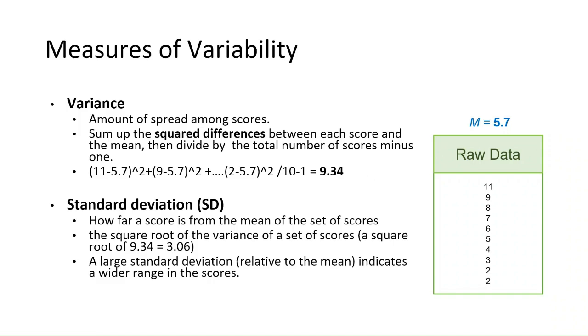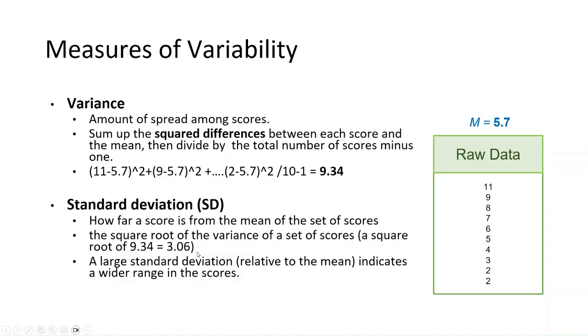Now, let's move on to standard deviation. Standard deviation is closely related to variance. It also tells us how spread out the scores are, but it's expressed in the same units as the original data, which makes it easier to interpret. To find the standard deviation, you just take the square root of the variance. So here, if our variance is 9.34, the standard deviation would be root 9.34, which is 3.06, again rounded to 2 decimal places.